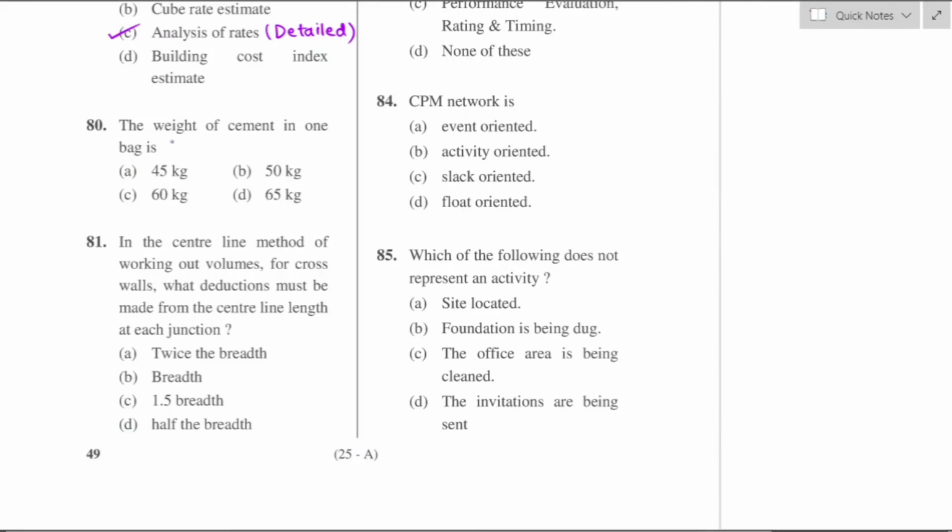Question number 80. The weight of the cement in one bag is. So one bag of cement has a weight of 50 kg. Option B is the right answer.